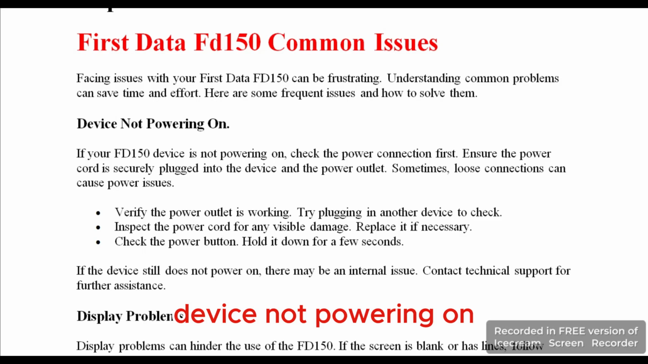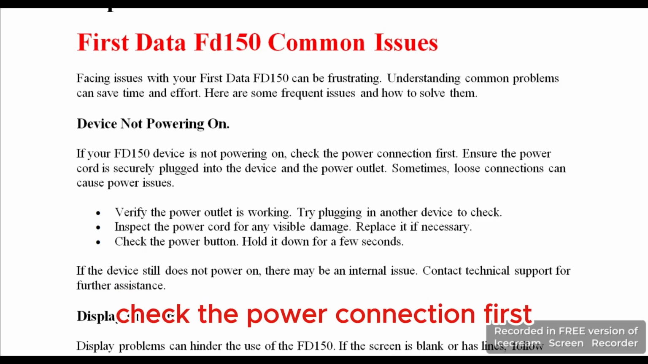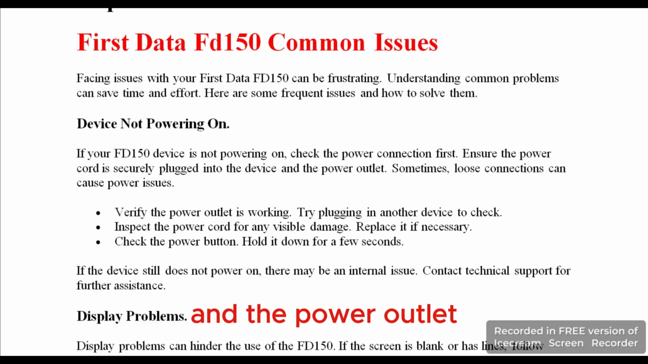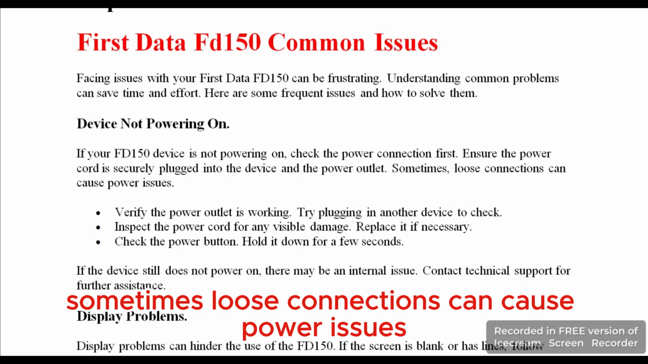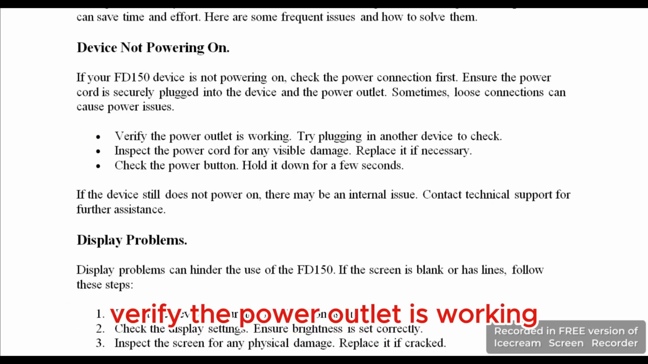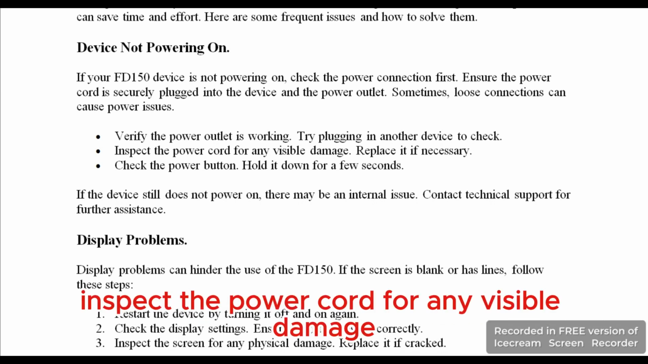Device not powering on. If your FD150 device is not powering on, check the power connection first. Ensure the power cord is securely plugged into the device and the power outlet. Sometimes, loose connections can cause power issues. Verify the power outlet is working. Try plugging in another device to check. Inspect the power cord for any visible damage.